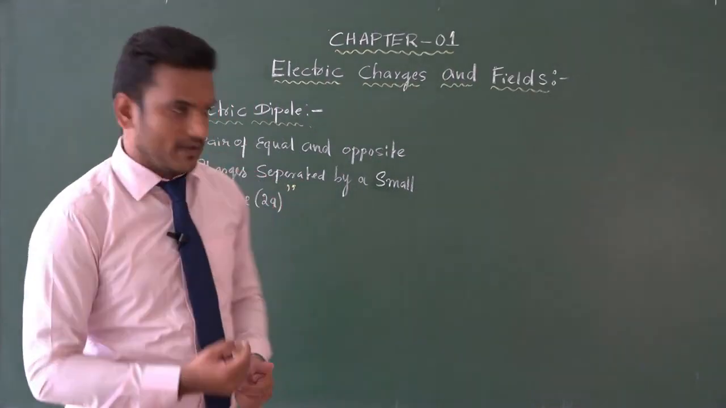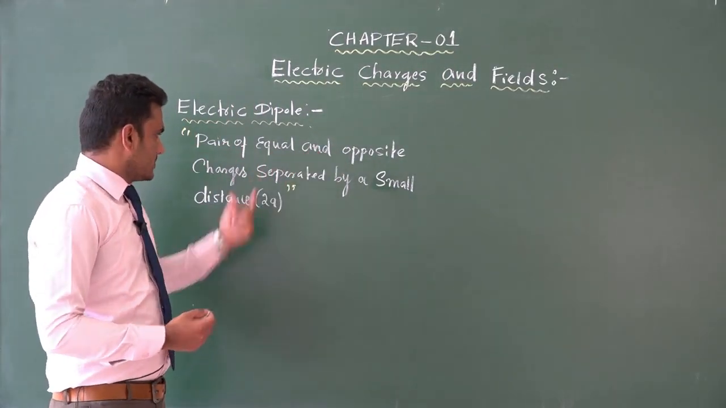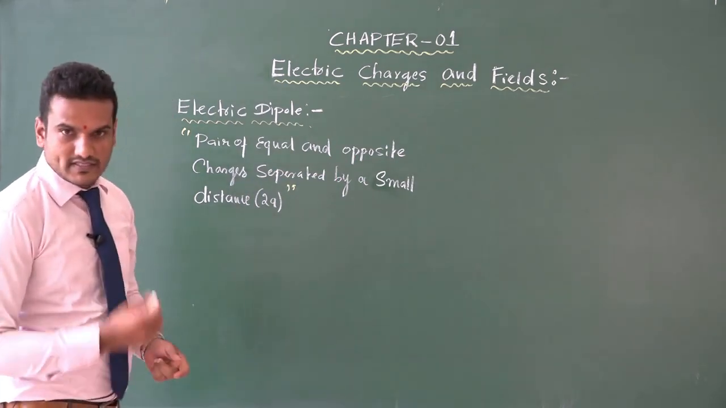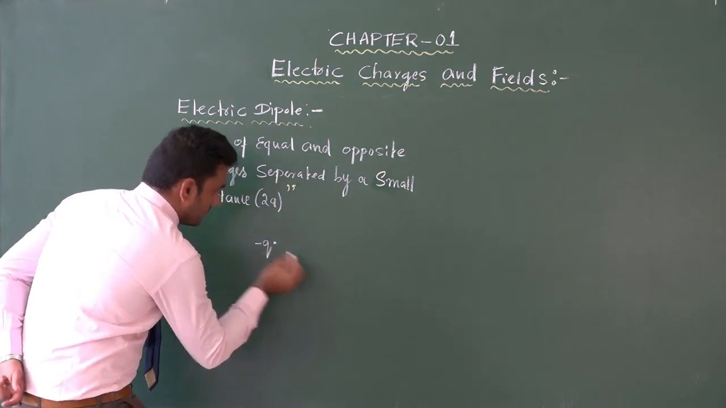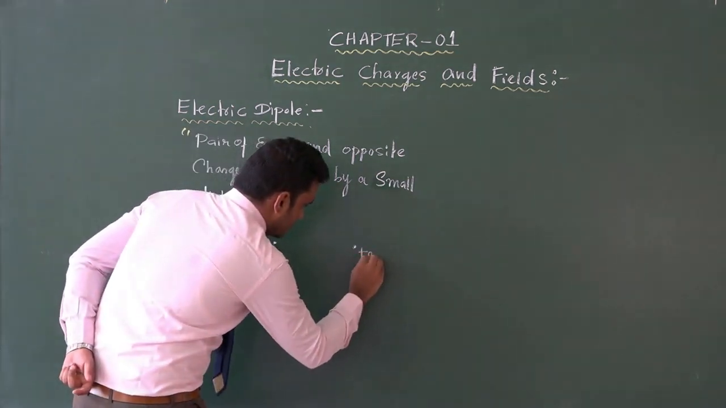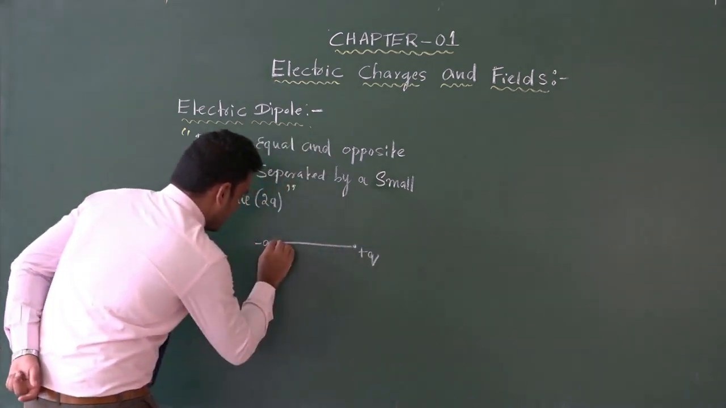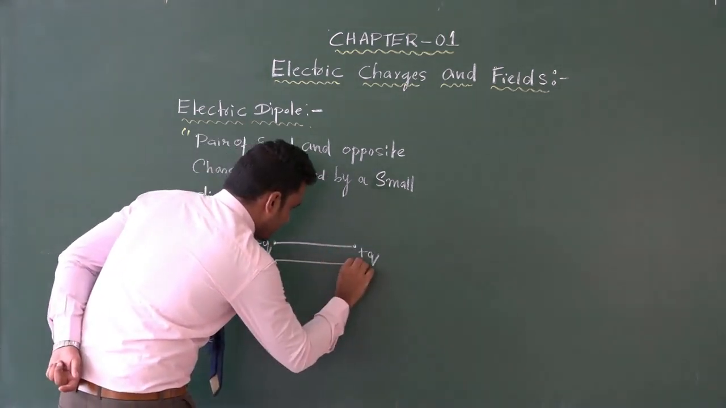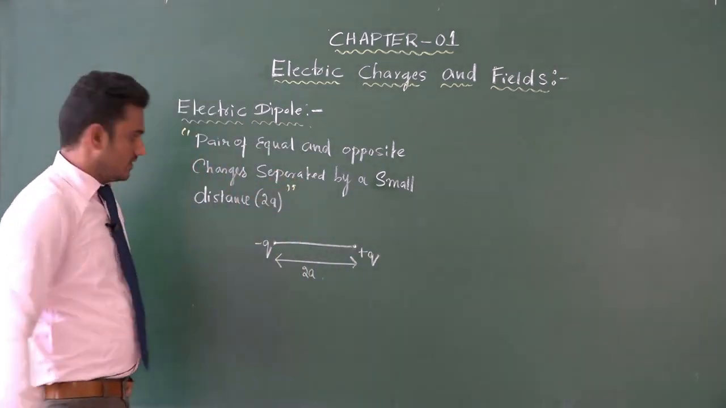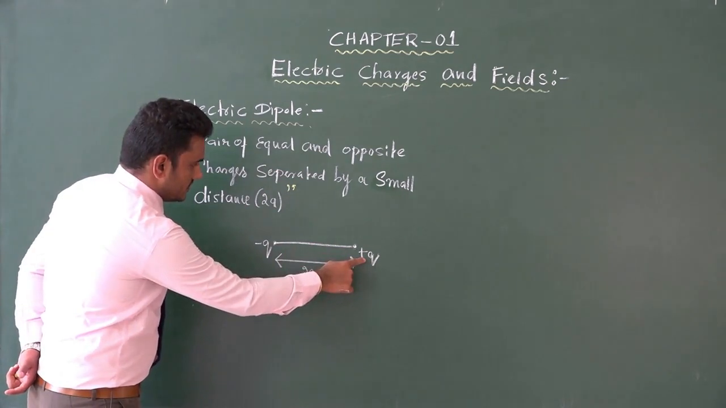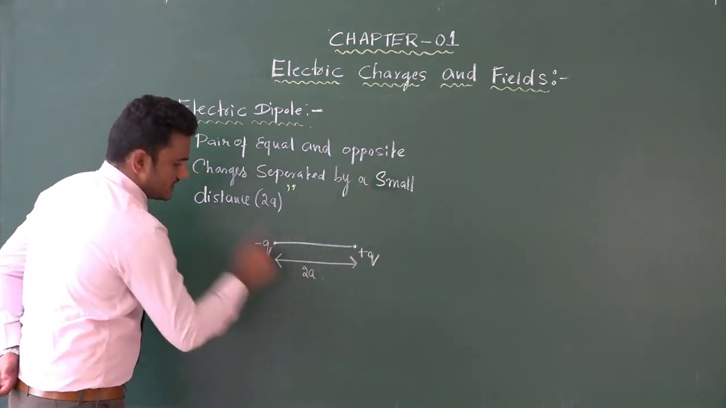The next concept is electric dipole. Look at the statement. It is a pair of equal and opposite charges separated by a small distance 2a, that is, one negative charge and one positive charge. A pair of equal and opposite charges separated by a small distance 2a.